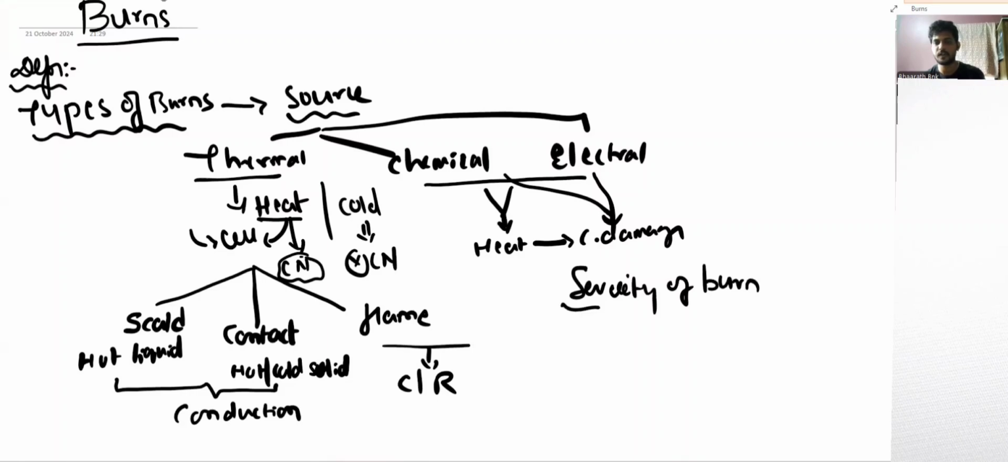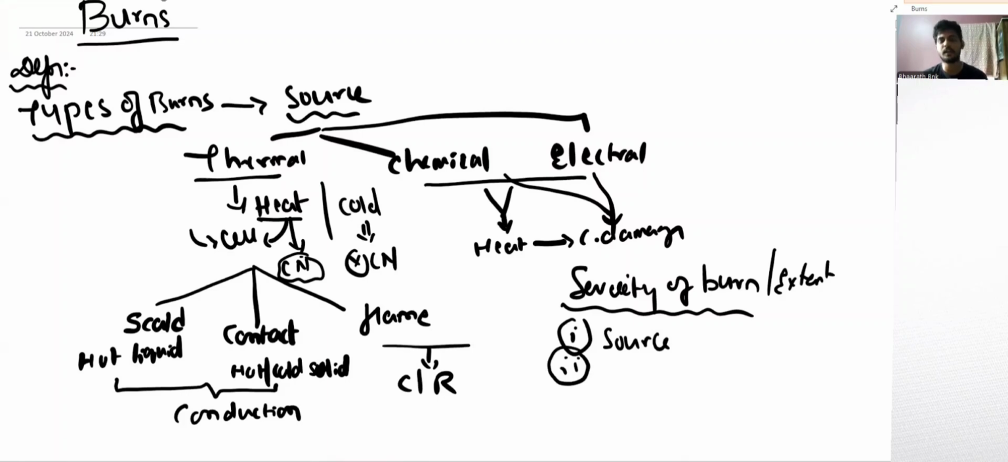So the first feature, affecting the severity and the extent of the burn, both, would be the source. Thermal burns are produced only by the action of heat transfer, but chemical and electrical burns have their individual cellular damaging effects. So the source of the burn is important.